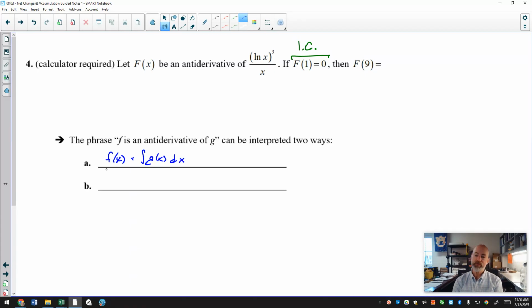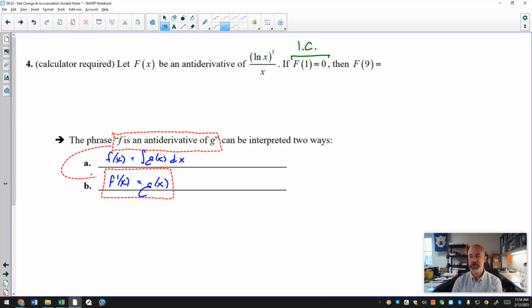However, if you differentiated both sides of that equation, the derivative of the left side would be f prime, and the derivative of the antiderivative puts you in a loop and spits you right back out to g of x. And this interpretation is usually the one that is more beneficial as you process problems like this. So when I see f is an antiderivative of g, I will go straight to the fact that f prime is g, and I can do the same thing here.